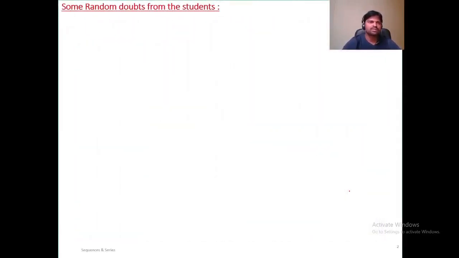I start the session with some random doubts from the students. Most of the students are asking about this kind of question, about the convergence of the series. For example, series a_n: why do we have to take a sequence of nth partial sums, and why is it required? I told you already, you generate a special sequence. S1 means a1, S2 means a1 plus a2, and S3 means a1 plus a2 plus a3.